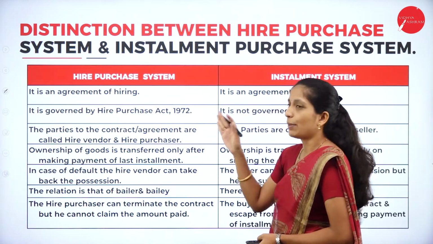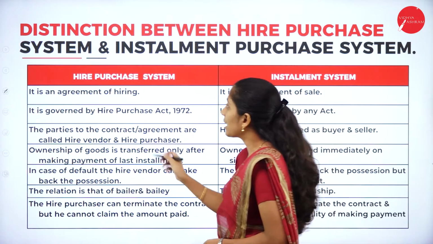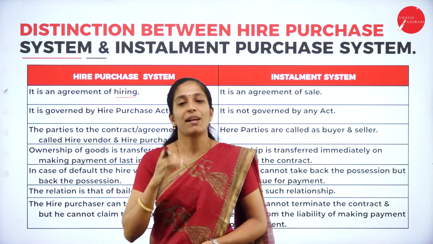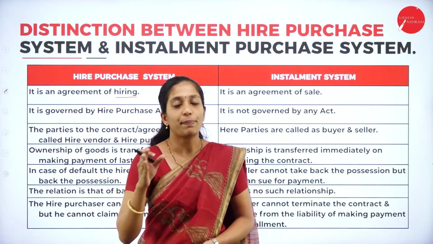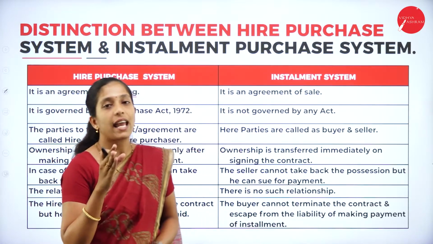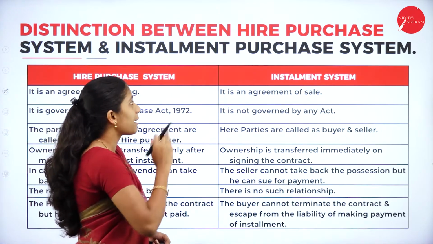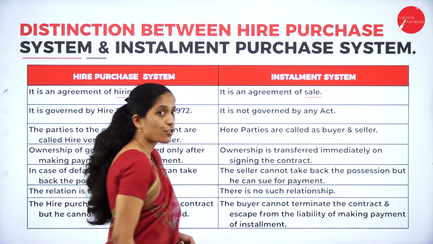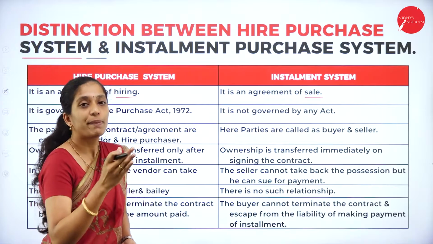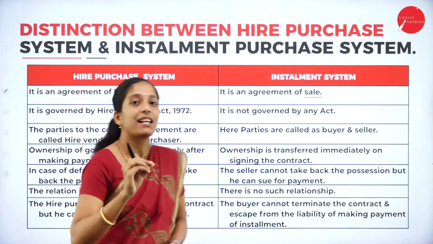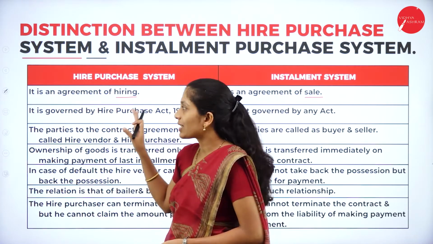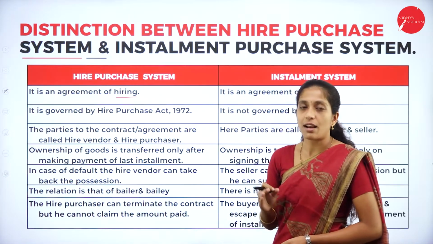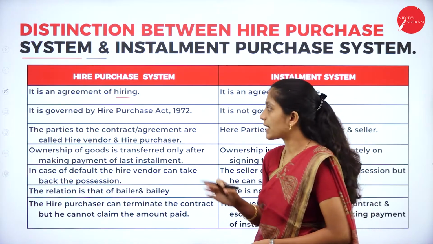So when you take the hire purchase system, it is an agreement of hiring, right? So the hire purchase system is an agreement of hiring. Whereas coming to the installment system, it is an agreement of sale. So here the goods will be sold, but the payment will be made in the form of installments. So this is the first difference. It is an agreement of hiring, whereas the installment system is an agreement of sale.